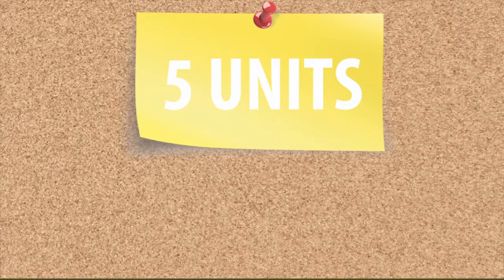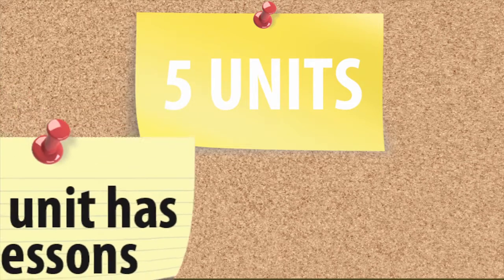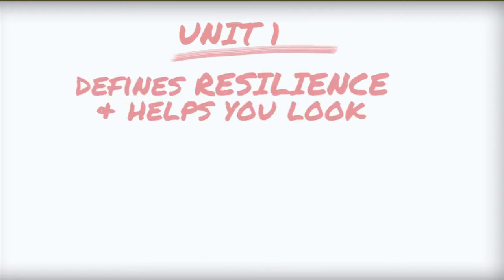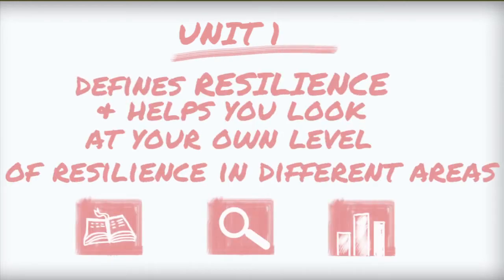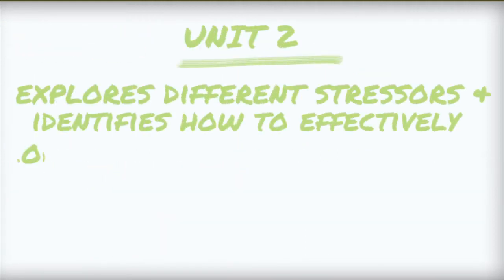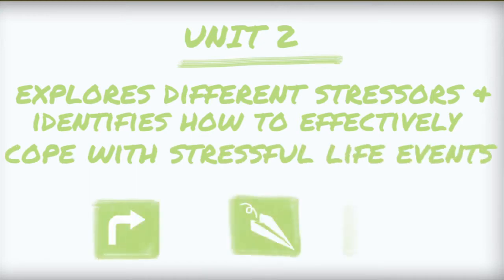There are 5 units included in this course, divided into 3 lessons each for a total of 15 20-minute lessons. The first unit defines resilience and helps you look at your own level of resilience in different areas. Unit 2 explores different stressors you may be experiencing and identifies how to effectively cope with stressful life events.